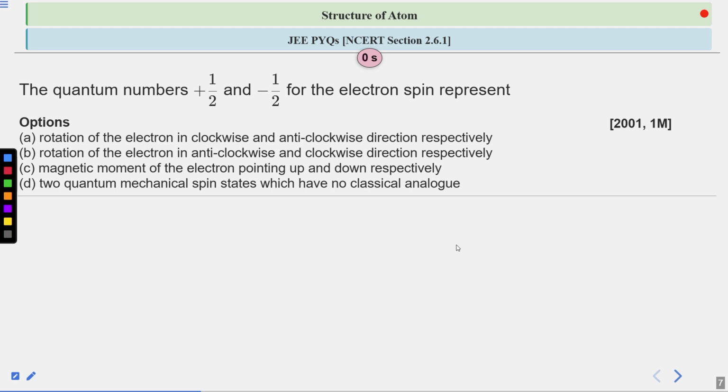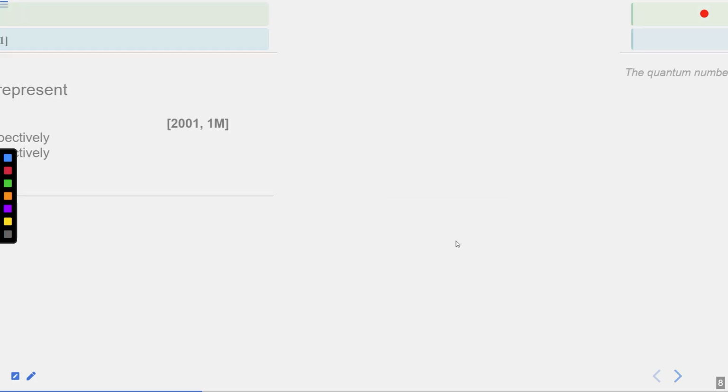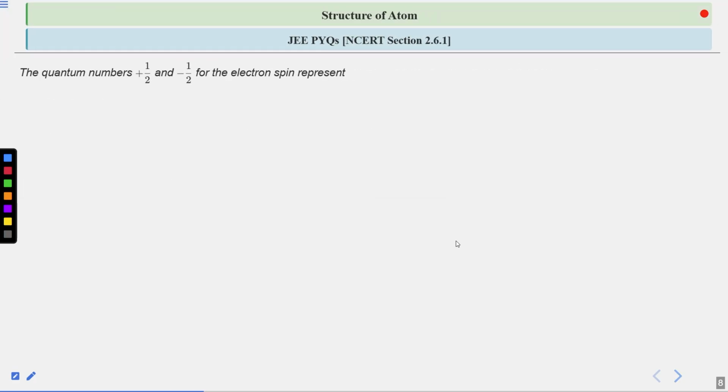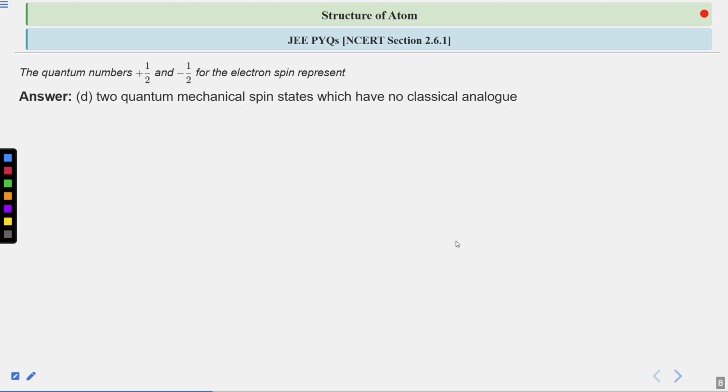So I guess you will be surprised by the answer to this question. The correct option will be option number D, right? That two quantum mechanical spin states are shown by the plus half and minus half, and there is no classical analog. Now what is the meaning of this classical analog? This is important to understand.